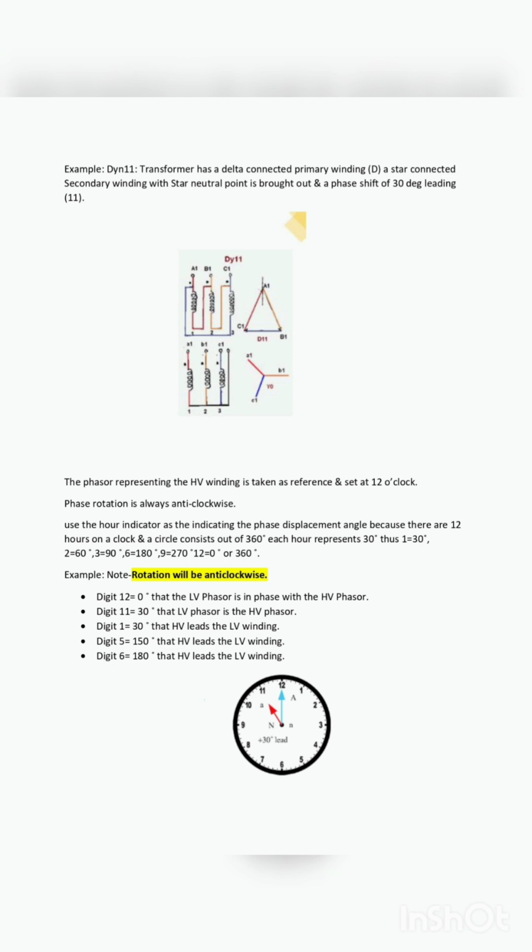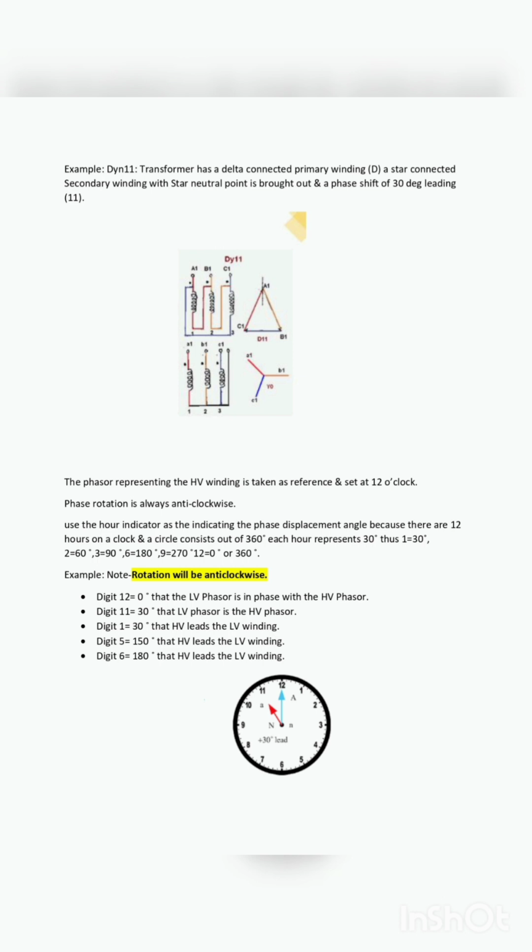We use the hour indicator as the phase displacement angle because there are 12 hours on a clock and a circle consists of 360 degrees. Each hour represents 30 degrees, thus 1 equals 30, 2 equals 60, 3 equals 90, 6 equals 180, 9 equals 270, 12 equals 0 or 360.